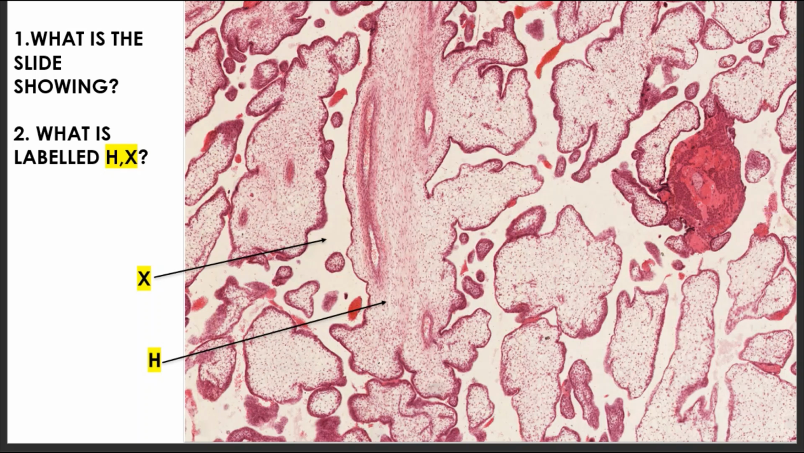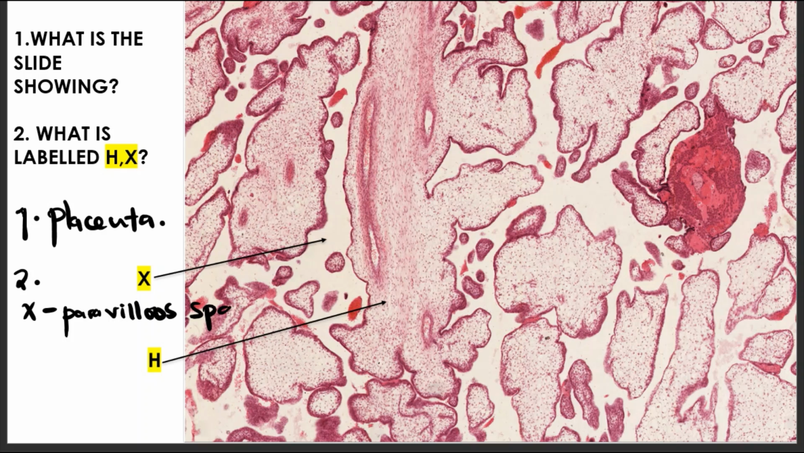What is this slide showing? This slide is the placenta. What are the parts that are labeled X? X is the villus spaces. Okay. So it's called the intervillous space or sinus. H is the villus.